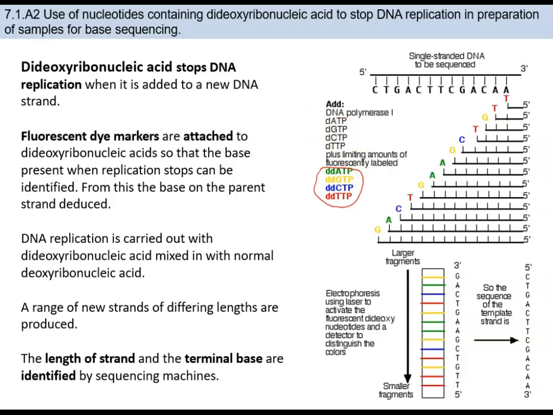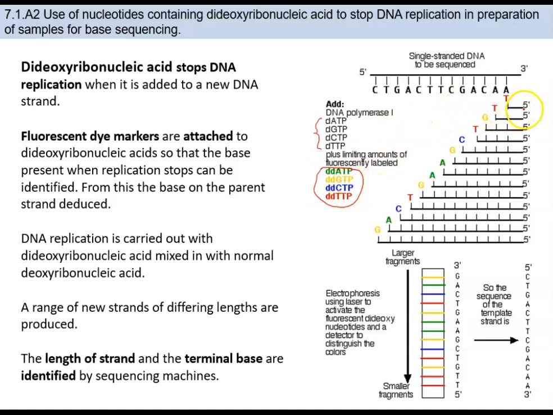Also, we have the regular dATP, dGTP, dCTP, and dTTP. So these are the regular ones, because each time we need to add only one of these in order to make different fragments, and limiting amounts of fluorescence-labelled dideoxyribonucleotides.